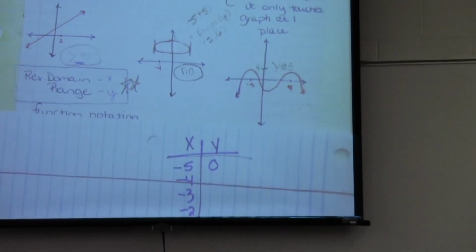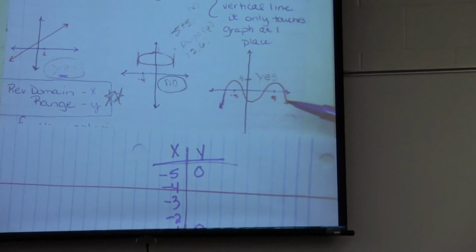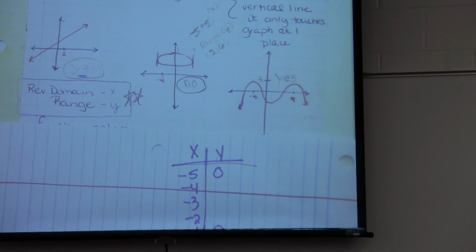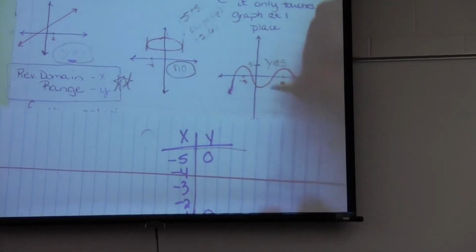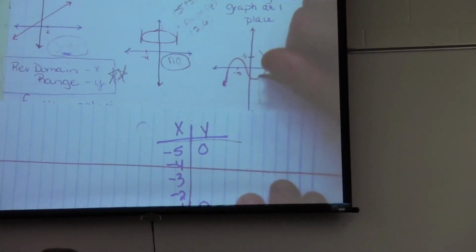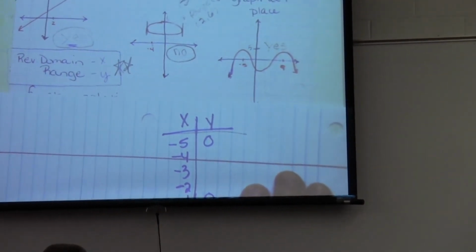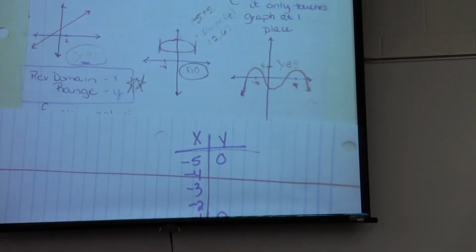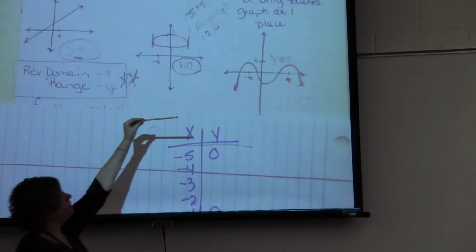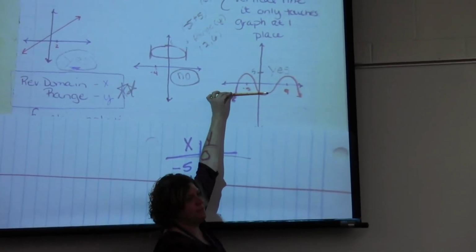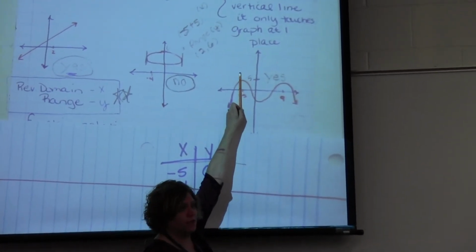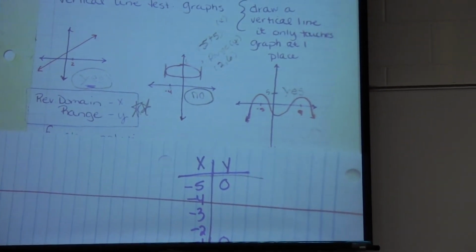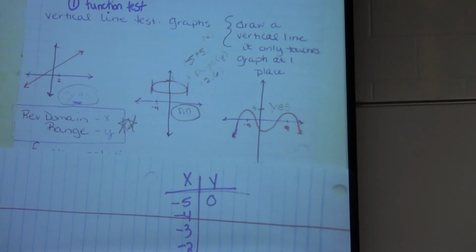How about this other graph right here? Would that be a function? Yes, because again, a vertical line only crosses it one time. I think that one's the most confusing because people look at that, and if you were thinking horizontal line, it would cross it, but don't think horizontal line, think vertical line. A vertical line has to cross one time for it to be a function. If it crosses more than once, it is not a function.